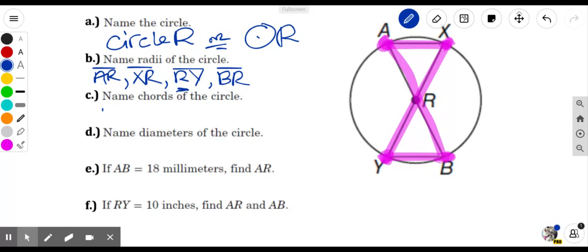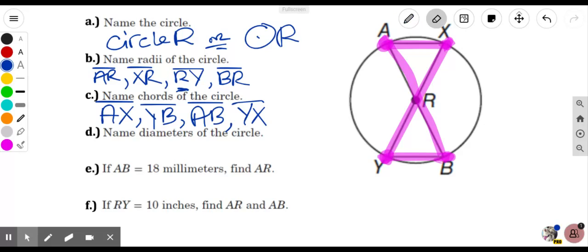Okay, so to list the 4 chords, we have AX, we have YB, AB, and YX. Okay, so that's the chords of the circle.